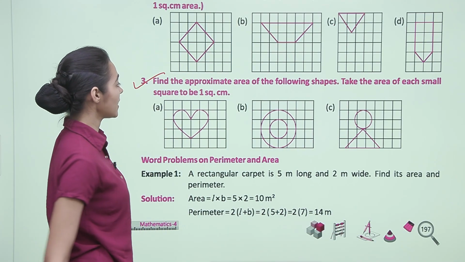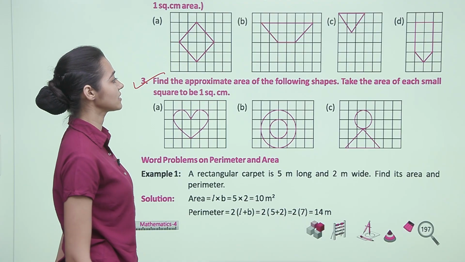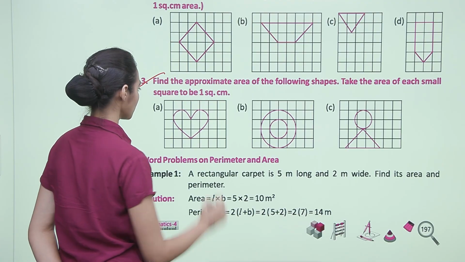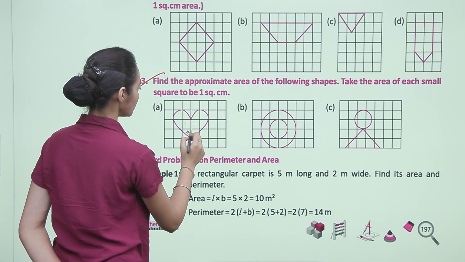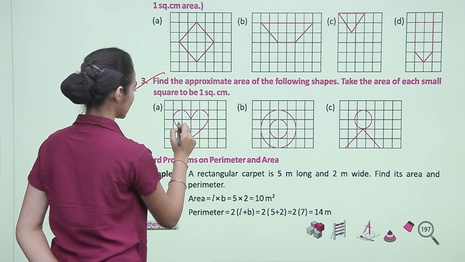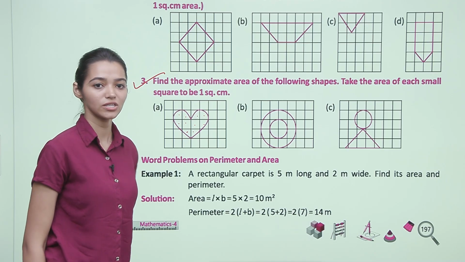In the next one, we have to find the approximate area of the following shapes. Take the area of each small square to be 1 square centimeter. So this is 1, 2, 3, 4, 5, 6. So 6 square centimeter is the area of this figure.